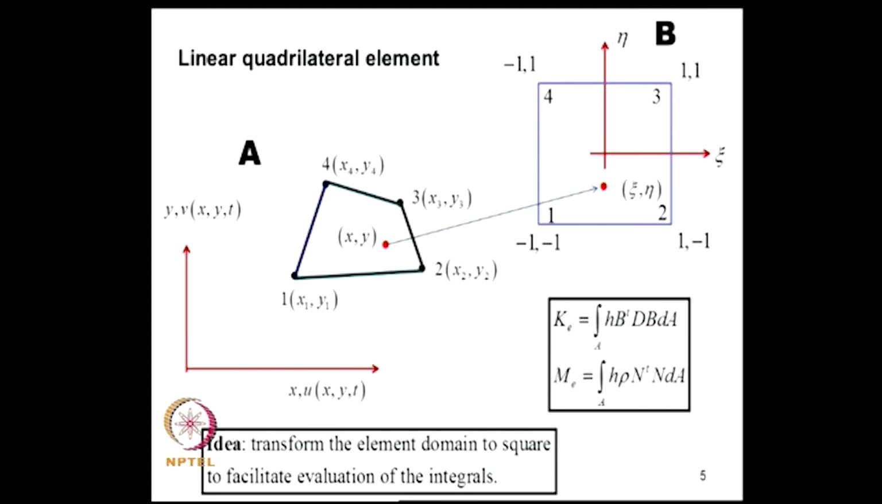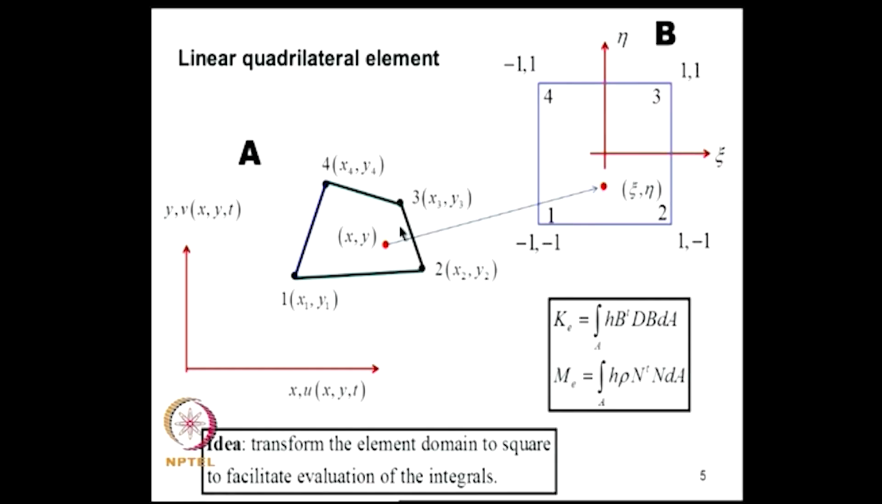So, we will consider, to start with, a linear quadrilateral element. This has 4 nodes. This is the coordinate system x and y, and u and v are the displacement fields. u is along x and v is along y, and this is the quadrilateral element with nodes 1, 2, 3, 4, and the nodal coordinates are x1, y1, x2, y2, x3, y3 and x4, y4. Now, we need to approximate the field variables u and v within this domain.